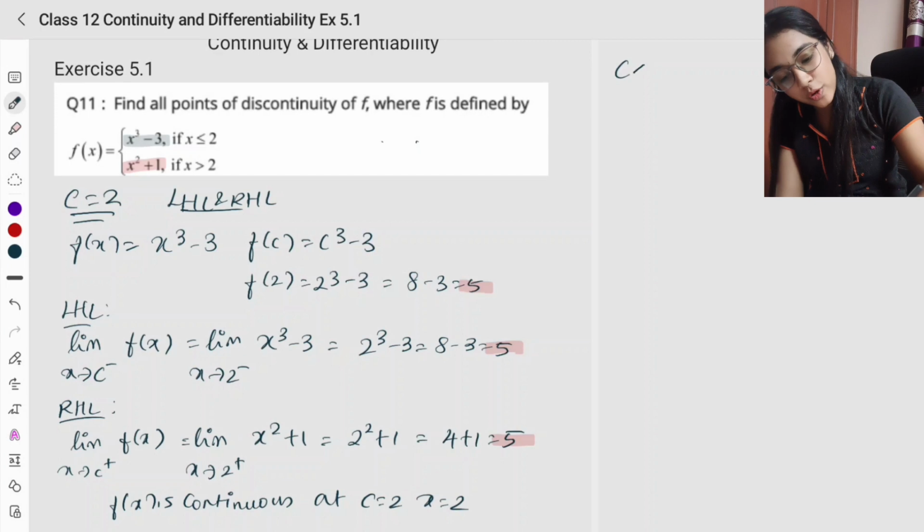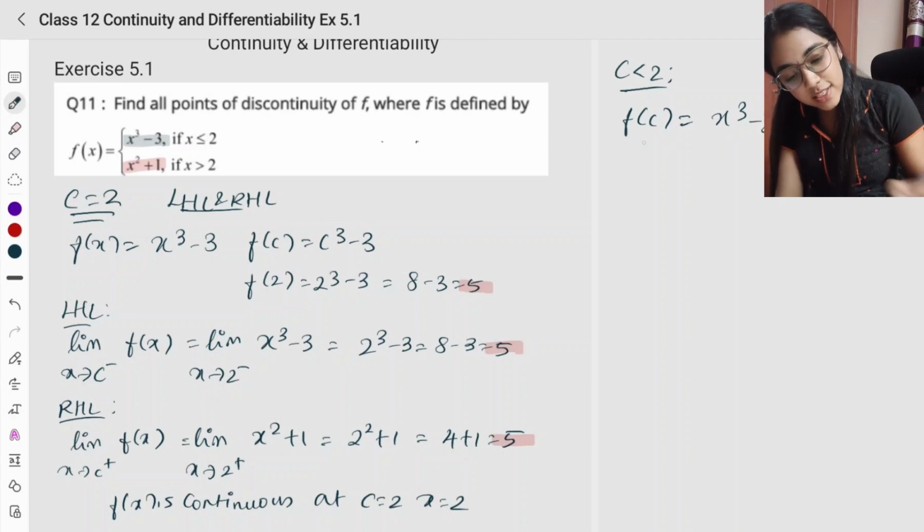இப்போ நம்ம என்ன பார்க்க போறோம்? At c less than 2 case பார்க்க போறோம். So c less than 2 ல f of c ஓட value என்ன? It is going to be x cube minus 3, highlighted in gray, correct? So x cube minus 3 னு இருக்கு. This is my f of x. அப்ப f of c is going to be c cube minus 3.